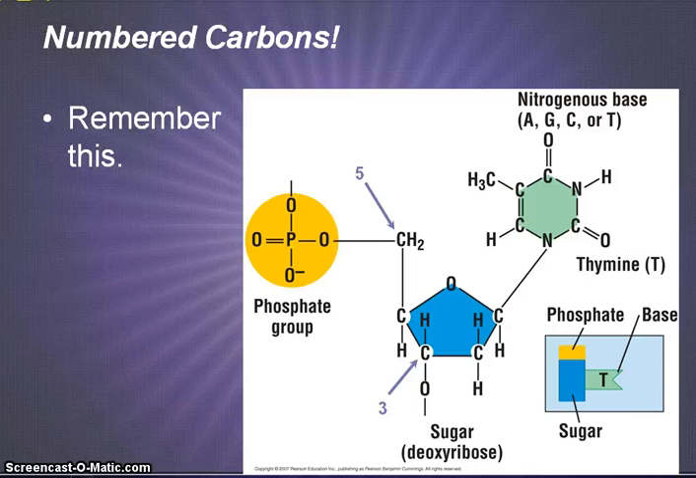Okay, I told you before that the carbons were numbered on that sugar molecule. So there's a reason why they're numbered. And first of all, I want you to look at this one. This is the number 5 carbon up here. At the number 5 carbon, you will always find the phosphate group attached. That might be worth writing down. And over here at the number 3 carbon, you will find another phosphate attached.